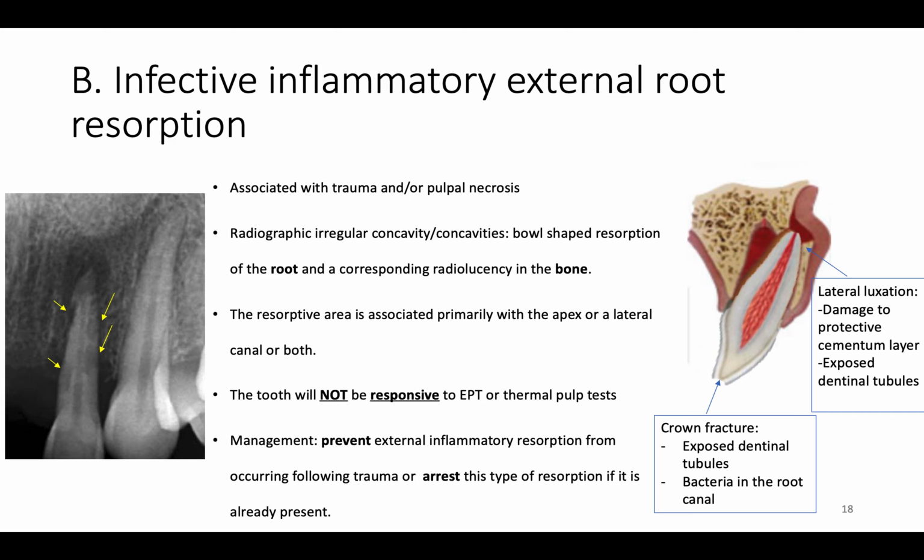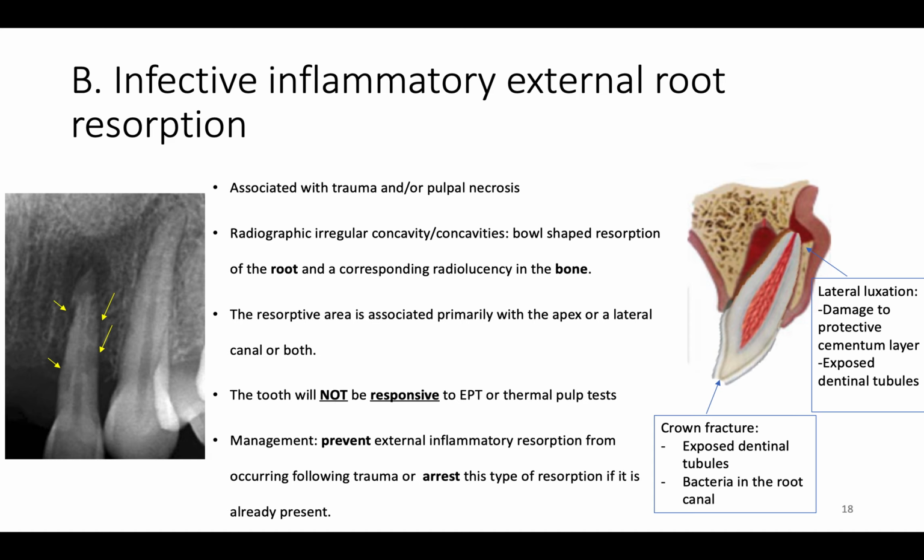On the other hand, the infective inflammatory external root resorption is usually a result of trauma, as we discussed earlier, luxation or avulsion, which resulted in pulp necrosis and infection. You will see irregular cavities and changes in the contour of the root surface, and you will also see corresponding radiolucency in the bone. So this is how to differentiate between the infective inflammatory external root resorption and the surface resorption.